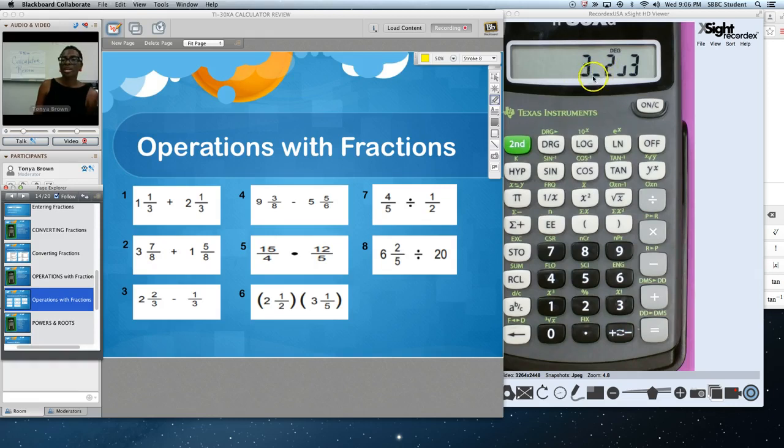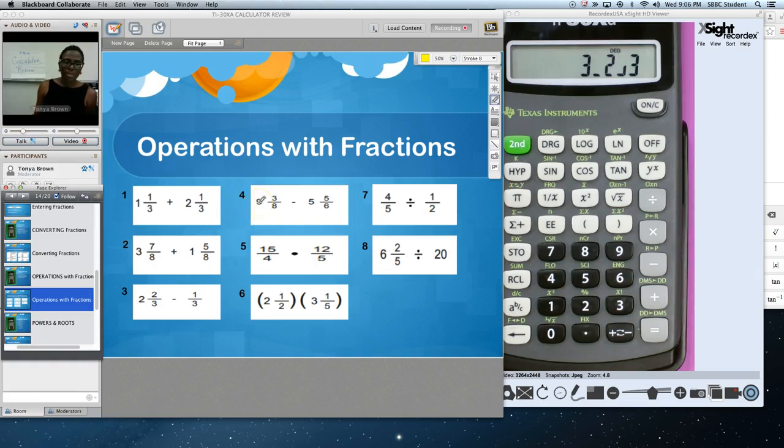Because of this. So this is not 32. This is 3 2/3. Remember, the backwards L tells us that it's a fraction. All right. Now let's try another one. Let's say we want to multiply or subtract. Let's subtract. Let's do number 4.